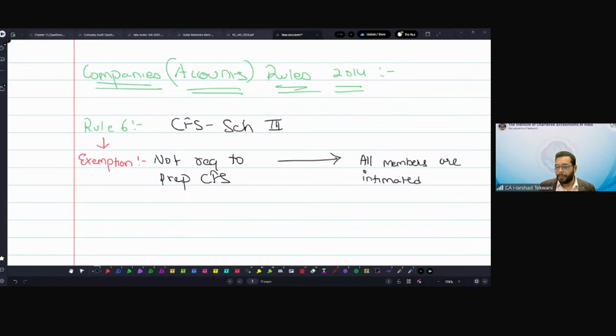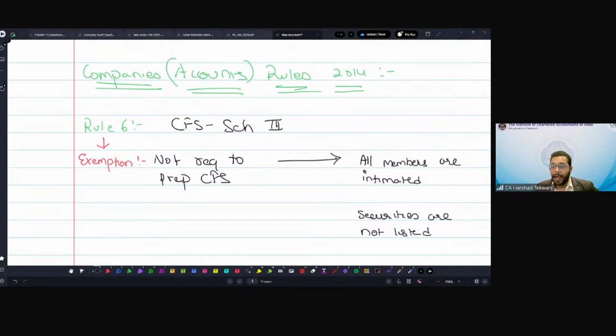Second condition, it is a company which is not listed or is not in the process of getting listed. So the securities are not listed or in the process of getting listed. It means they are not going for listing as of now.